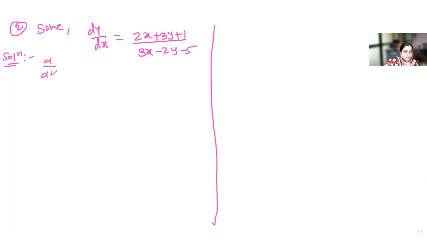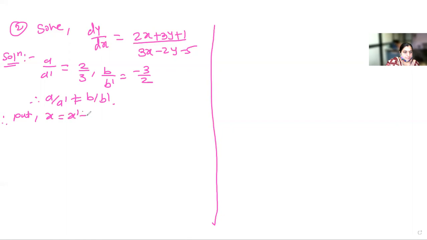Solution. Here a upon a dash is equal to 2 upon 3, and b upon b dash, coefficients of y, is minus 3 upon 2. Therefore a upon a dash is not equal to b upon b dash. Therefore we use the first method to solve this non-homogeneous differential equation. So here put x is equal to x dash plus h, y is equal to y dash plus k. Therefore dx becomes dx dash, dy becomes dy dash.